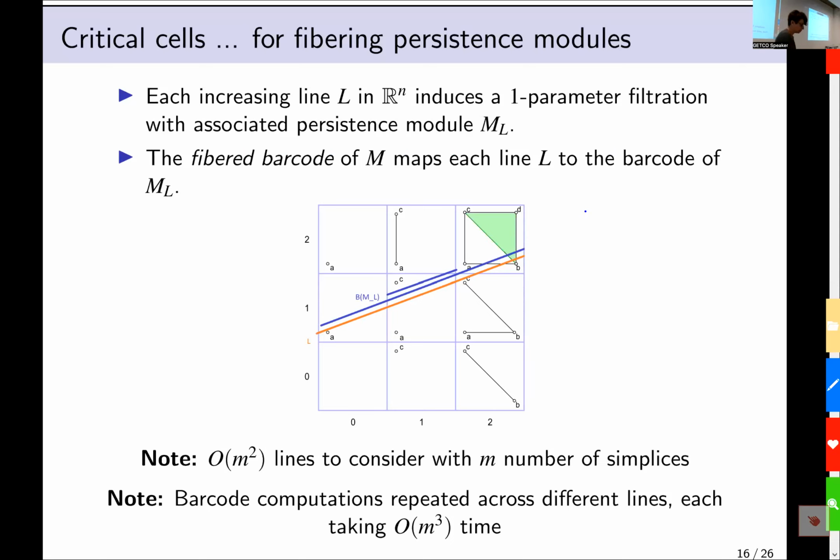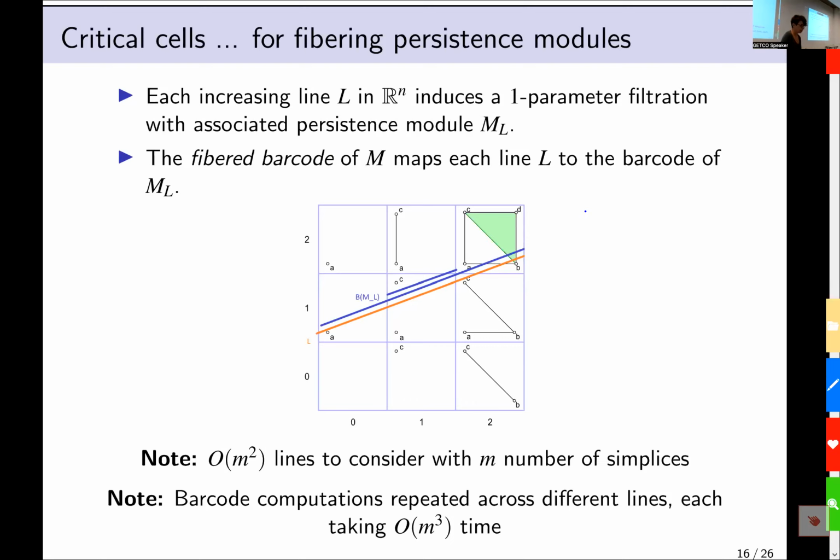So again, what does it mean that we fiber a persistence module? We have, for example, a 2-parameter persistence module coming from a 2-parameter filtration. And now we fix a line L, and we restrict the persistence module to that line, and we compute the barcode along that line. In this picture, the orange line is chosen. It must be increasing with positive slope, because otherwise, when we restrict it, we do not get a persistence module.